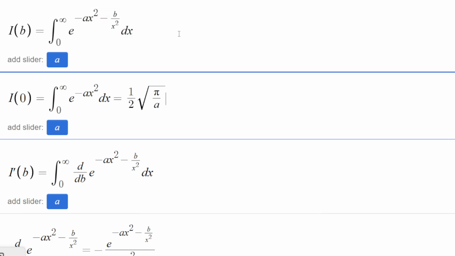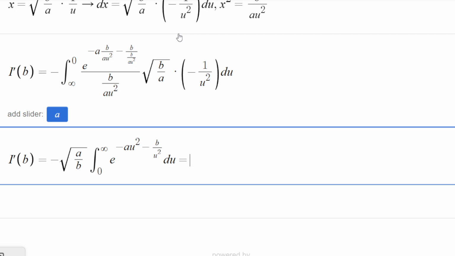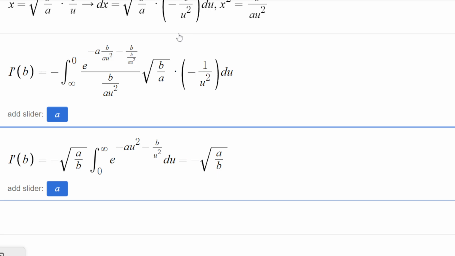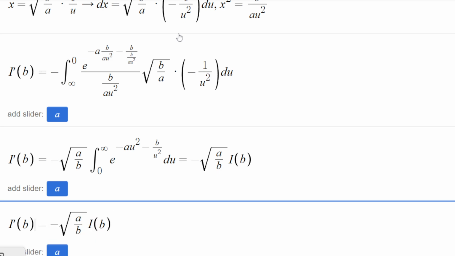It just has a different dummy variable. But that was the purpose for the substitution. All right, and now this is equal to negative square root of a over b times I of b. So now we have a differential equation. Let's get rid of this middleman right here. All right, so now we have this. And what we can do is divide both sides by I of b.